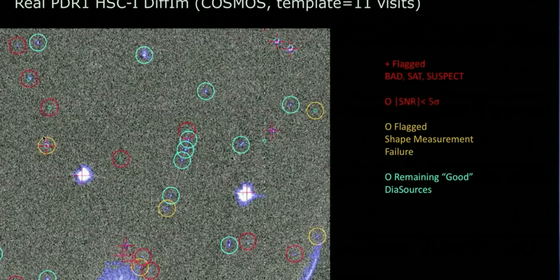Orange means that the shape measurement failed on it. And cyan is everything that's left over after filtering for all those problems. And what we see is some blobs of a cosmic ray here, here, here.